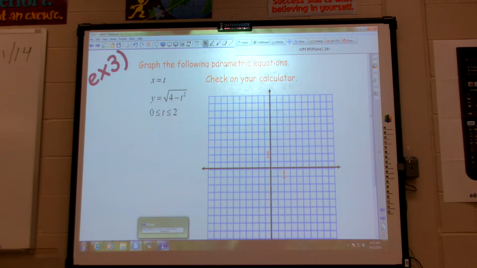So x equals t. y equals the square root of 4 minus t squared. t goes from 0 to 2. You should be right.